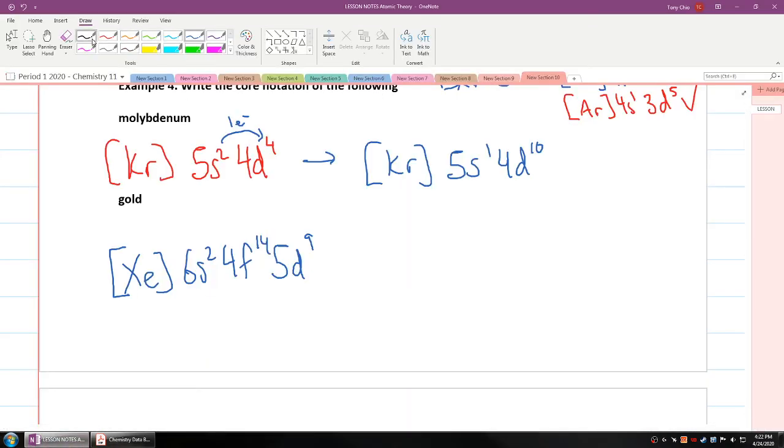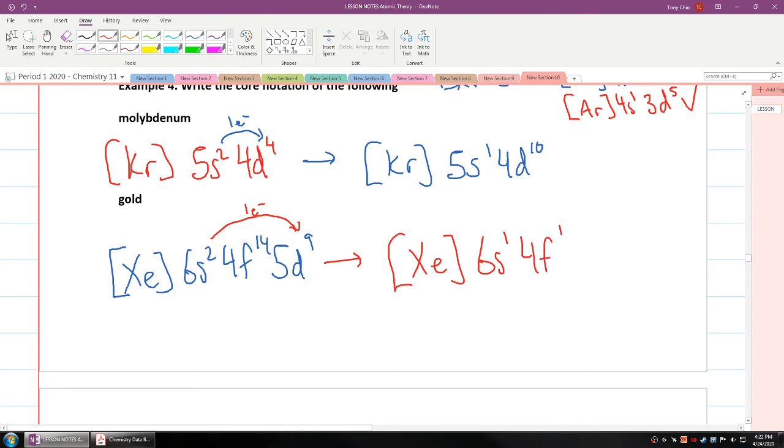So again, the s electrons are like, hey, I could give you one of these electrons so that you can become stable. And when that happens, you get xenon. 6s1, 4f14, 5d10. And that is a much more stable electron configuration than the first one.